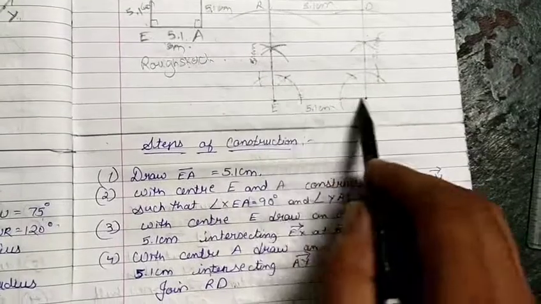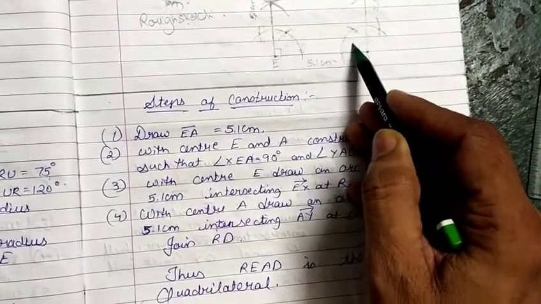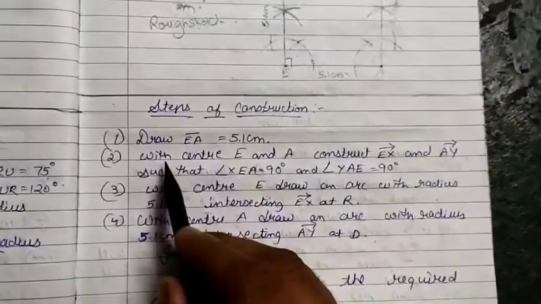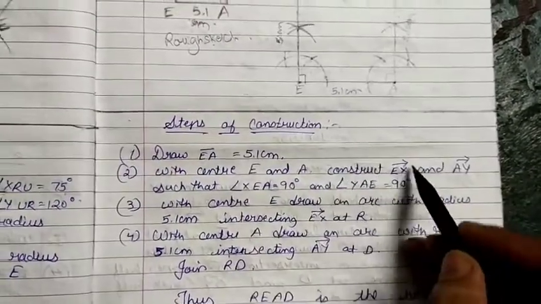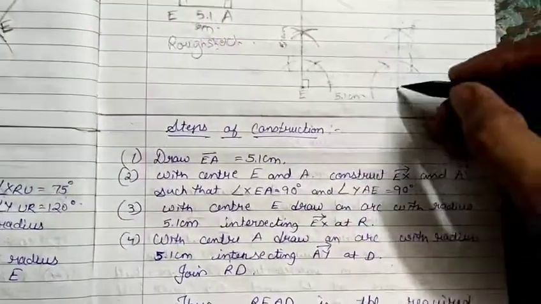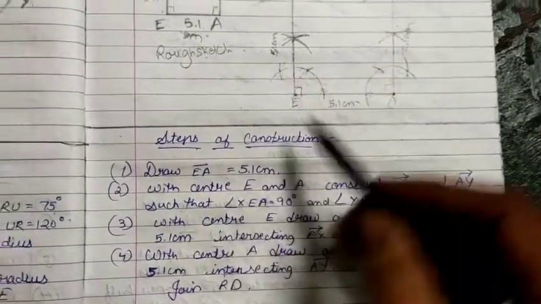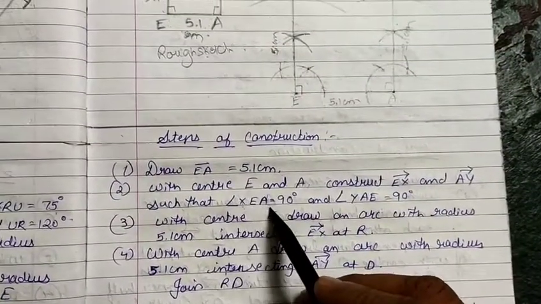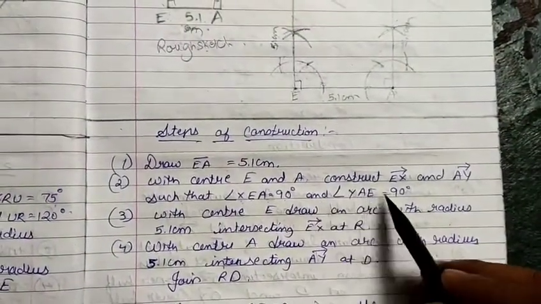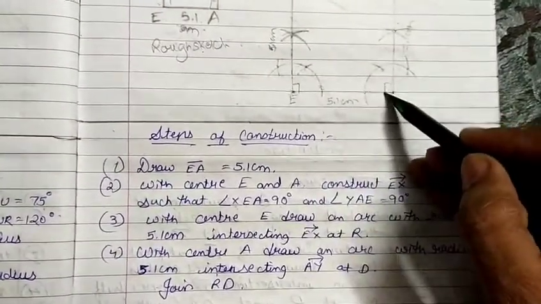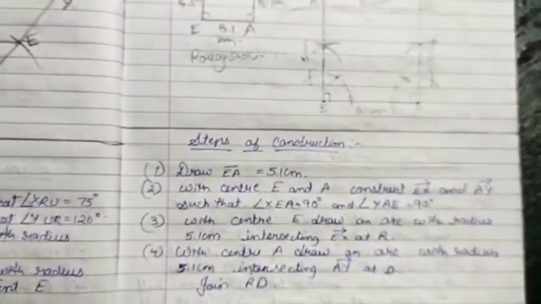Now dear student, for this we will write the step together. See, as both angles are 90 degrees, this is the symbol of 90 degrees. We center E and A. Construct ray EX and ray AY such that angle XEA equals 90 degrees and angle YAE equals 90 degrees. Now these two sides by default are 5.1 centimeter only.